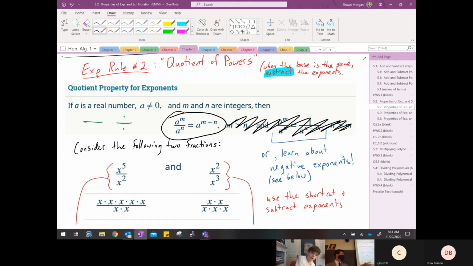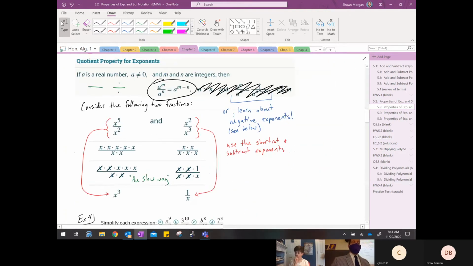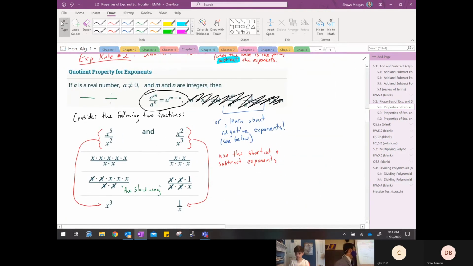Now, if m is the bigger number, like I've got right here, then that's cake. That's easy. All right, check this out. We could even consider it the brute force or the slow way, as we did in the last example, by writing out x times x times x times x times x on the top and x times x on the bottom. And then as we do with fractions, we can cancel common factors, 2 on the top, 2 on the bottom, cancel those out, and we got x to the third. What would be my shortcut then? Just subtract 5 minus 2. The base is the same. I'm dividing, so 5 minus 2 is 3.